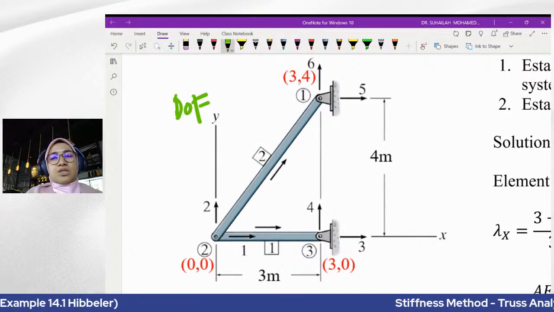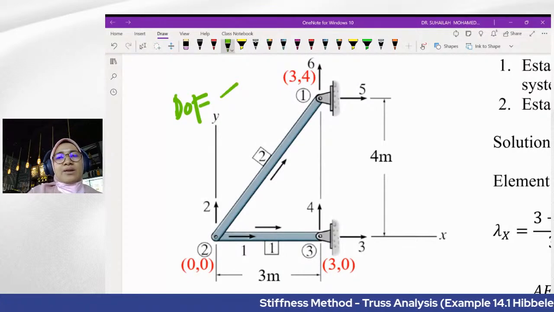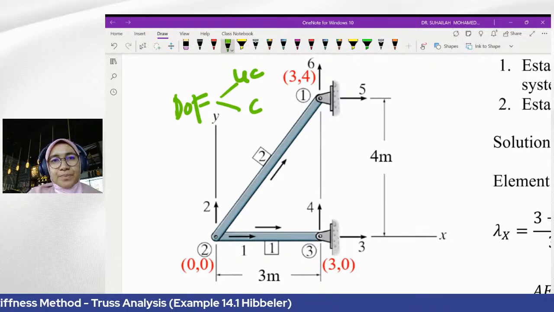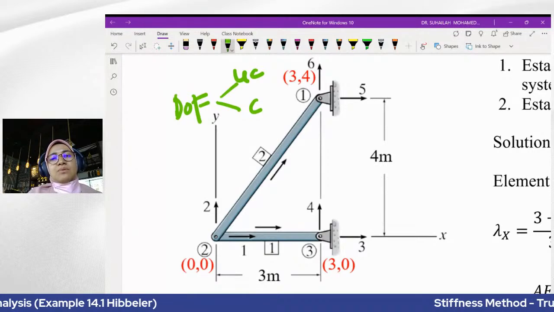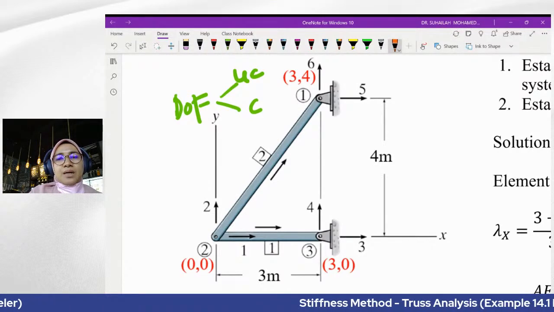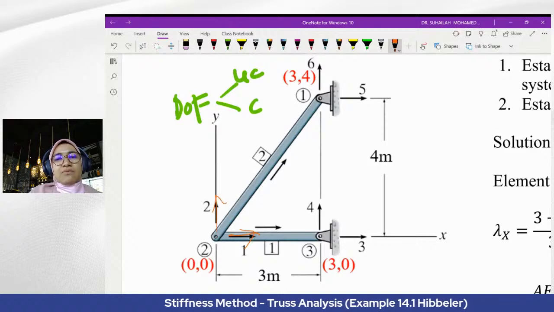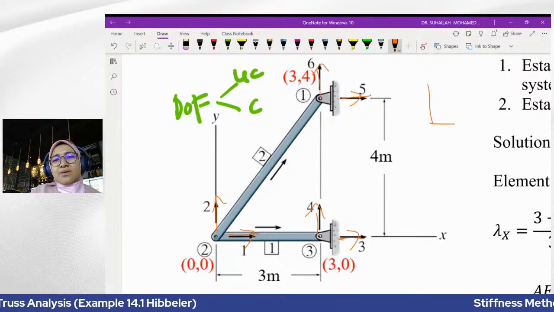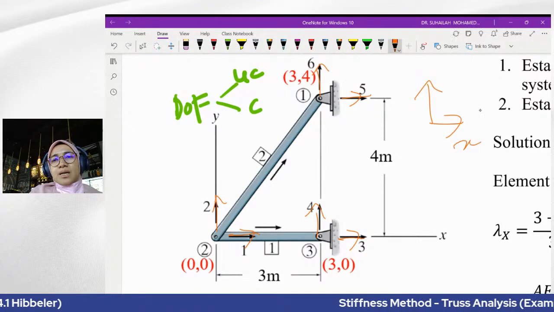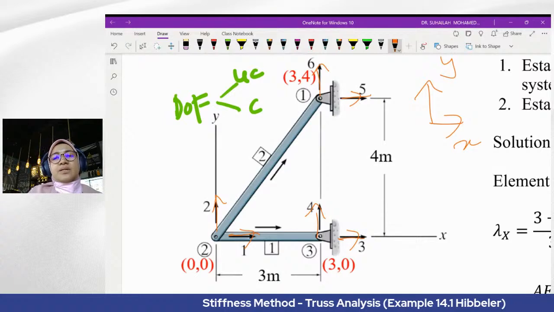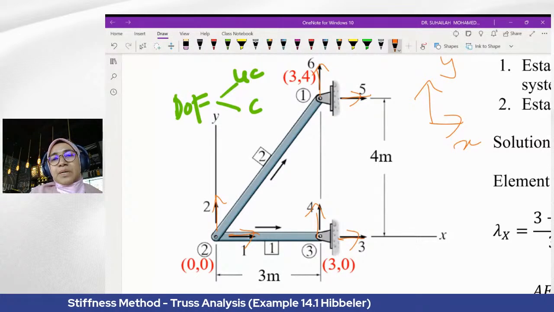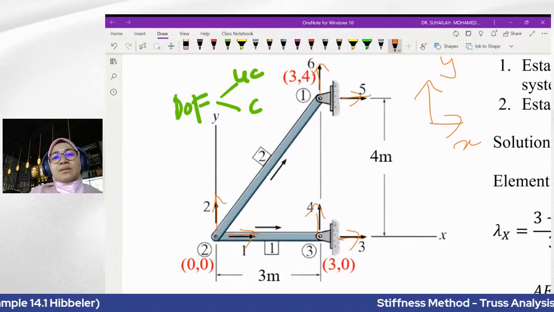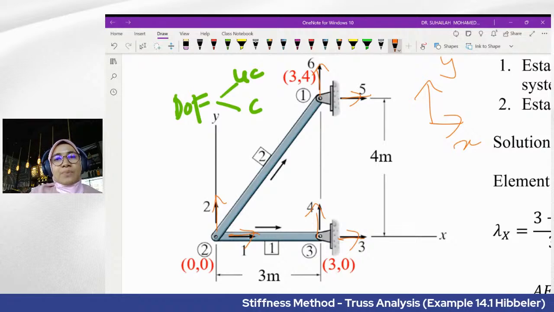Degree of freedom. We have to label according to unconstrained and constrained system. So we can look at the label shown here for the degree of freedom. Remember, the sign convention for truss is x and y direction, which means there are 2 degrees of freedom per node, but we have to label starting from unconstrained.